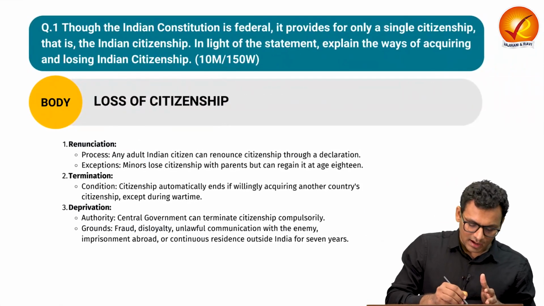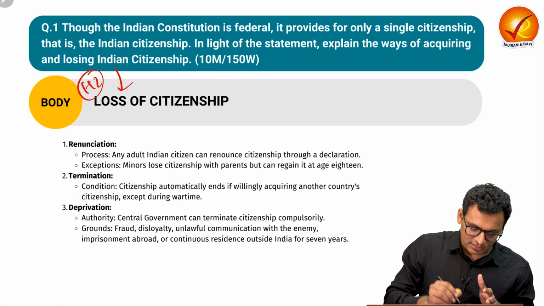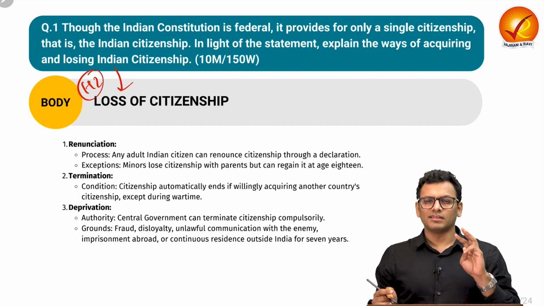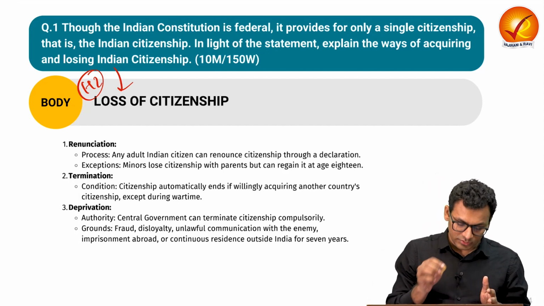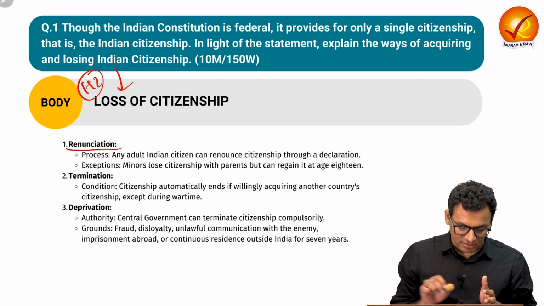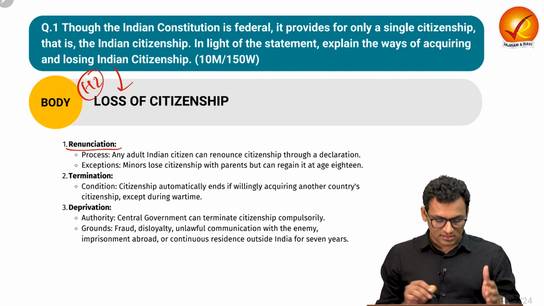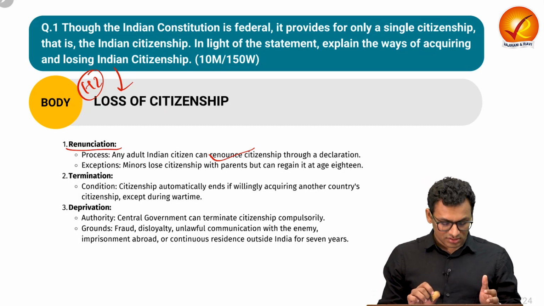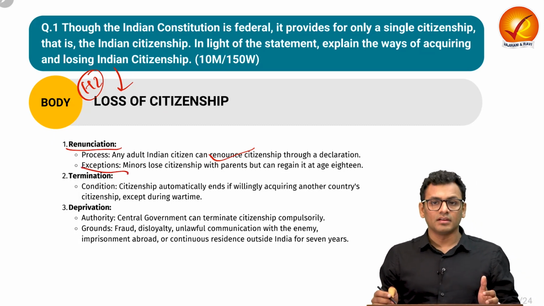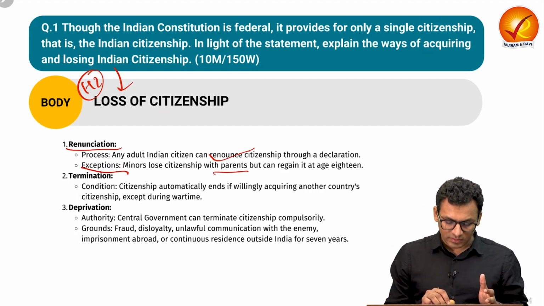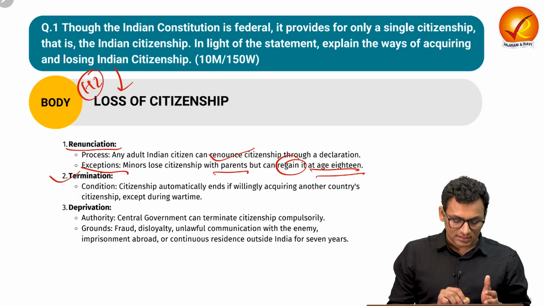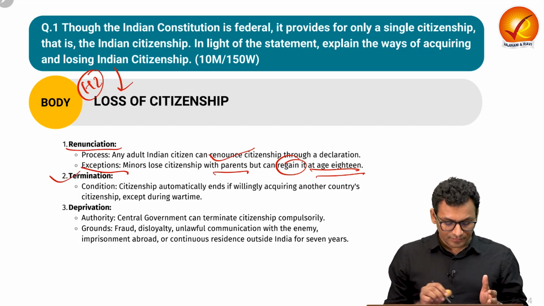Now let us see the heading 2, where we will directly cater to the second demand, which is losing the Indian citizenship. We have understood that there are 3 explicit ways through which you can lose the Indian citizenship. Firstly is renunciation. If any Indian citizen renounces the citizenship through declaration, they can lose the Indian citizenship. There are certain exceptions where minors can lose the citizenship with the parent but can regain it at the age of 18. Then the second way is termination.